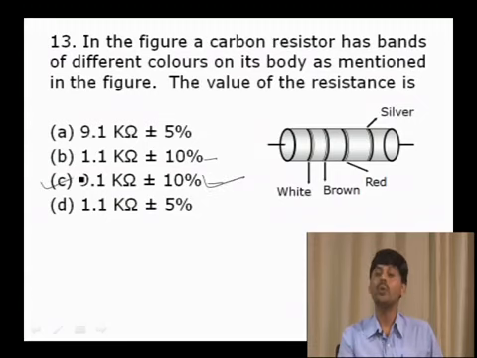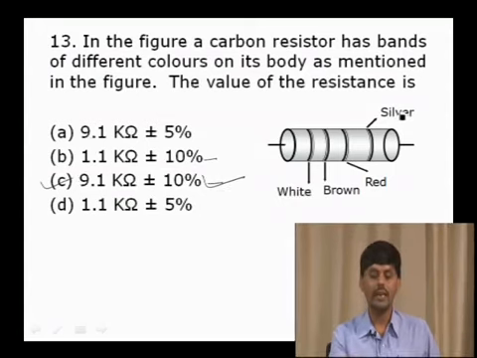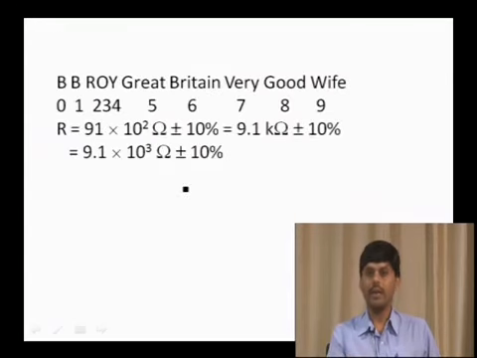Or else we can also do it by taking the help of the color code method. This is a very easy method to identify. If the first and the last colors are correct, then the answer is correct. Okay, this is the way you are going to calculate the value of the resistor, that is by taking the help of the mnemonic, B.B. Roy of Great Britain has a Very Good Wife.